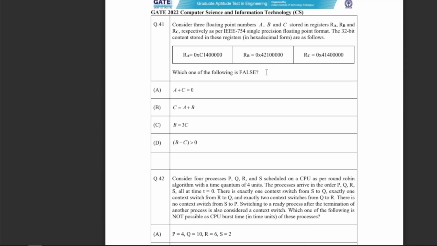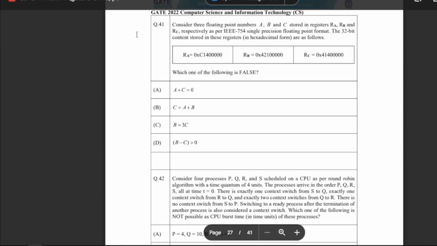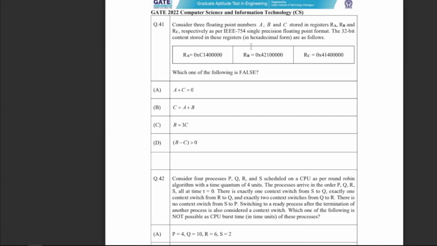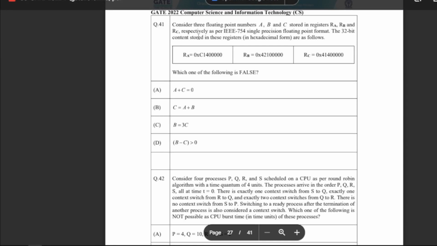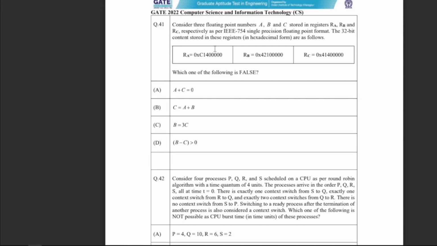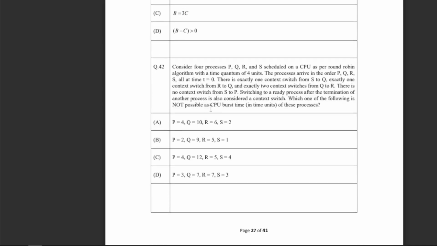So 41 is: consider 3 floating point numbers A, B and C stored in registers RA, RB and RC respectively as per IEEE 754 single precision floating point format, right? The 32-bit content stored in these registers in hexadecimal form is as follows. Which one of the following is false? So for 41, our answer is B, that is C equals A plus B.